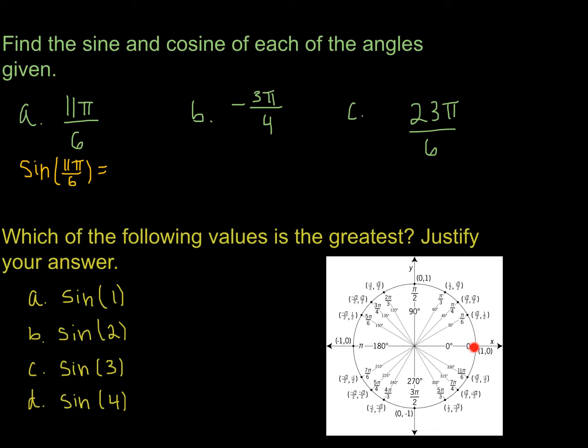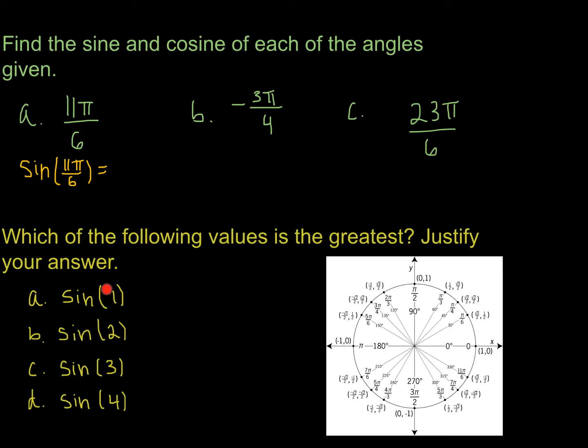And 23 pi over 6, well, once around your unit circle is going to be 12 pi over 6. So then you'd have 13 pi over 6, 14 pi over 6, 15, 16, 17, 18, 19, 20, 21, 22, 23, which is 11 pi over 6 in the same place, except that I've already gone around my unit circle one time. Here, this requires a little bit more understanding.